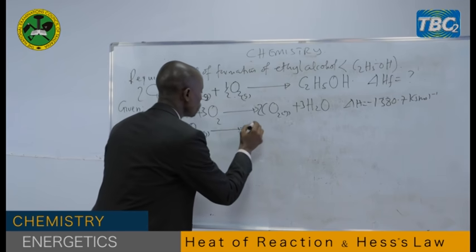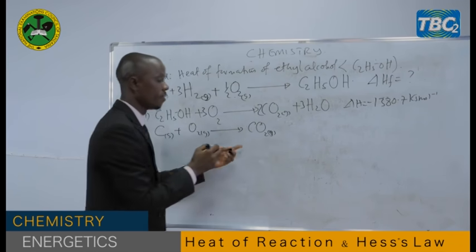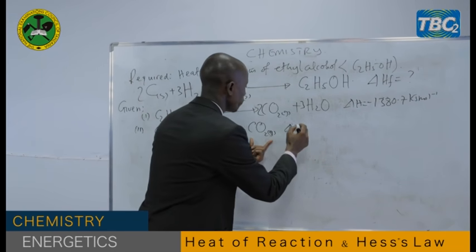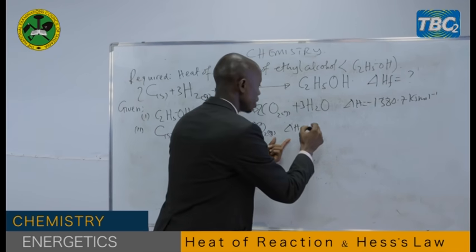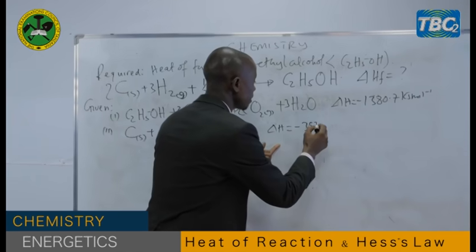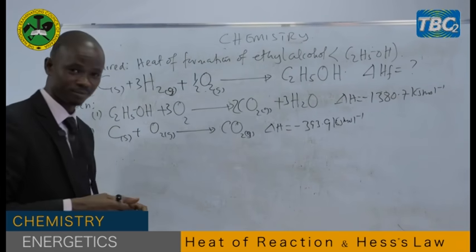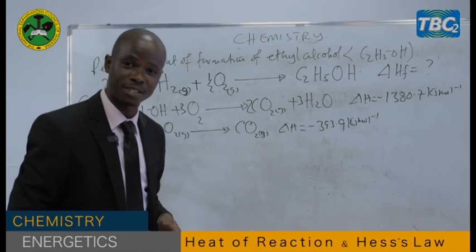Now to give carbon dioxide gas, the enthalpy of formation of carbon dioxide is given there. The enthalpy of reaction of this equation is negative 393.9 kilojoules per mole. Is it balanced, my dear students? Can you tell me, is it balanced?